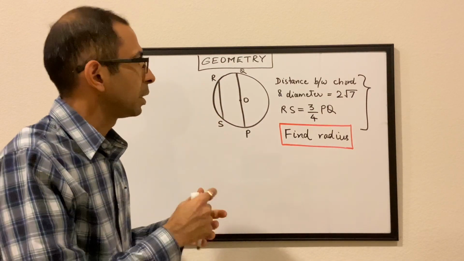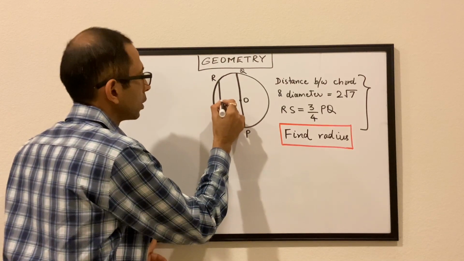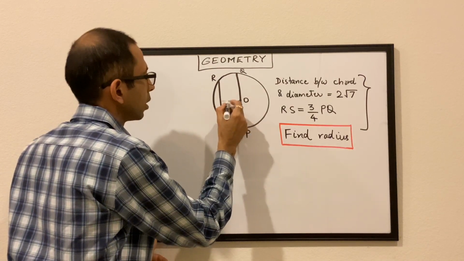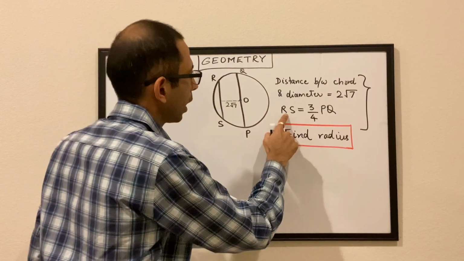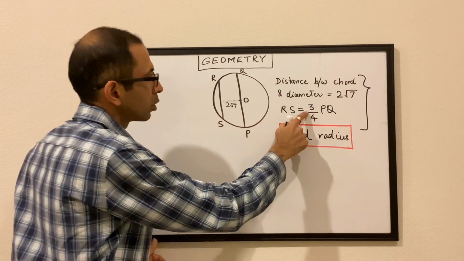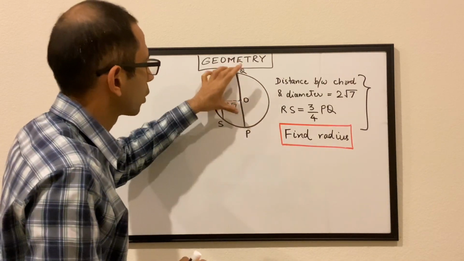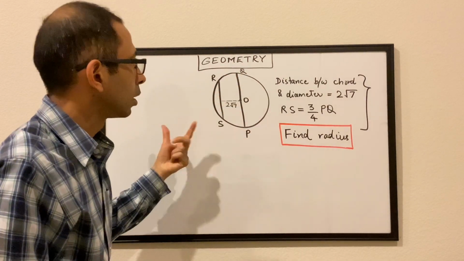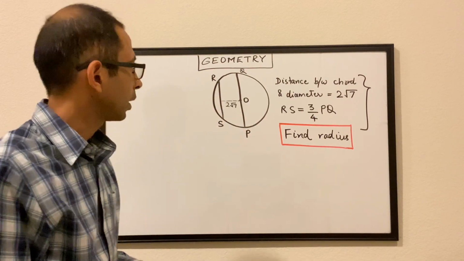When they say distance, it means the shortest distance, or the 90-degree distance. So this distance is 2 root 7, okay? And RS is 3/4 of PQ, okay? So the chord's length is 3/4 of the diameter's length. These are the few things given, and we have to find the radius of the circle, right?